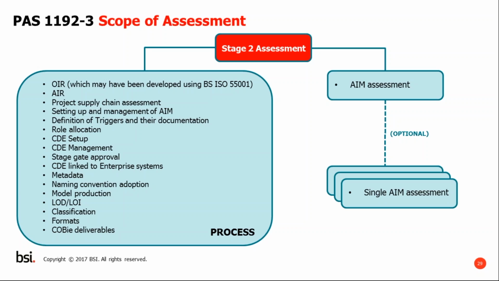So here I've put in the box some examples of the things that we look at. So the OIRs, the AIRs, project supply chain assessment, setting up and management of the asset information model, definition of triggers and their documentation. So we have a whole host of things that we look at, and one of the guidance documents that we provide to our clients is something we call the assessment matrix, and we've done that with our other schemes as well.